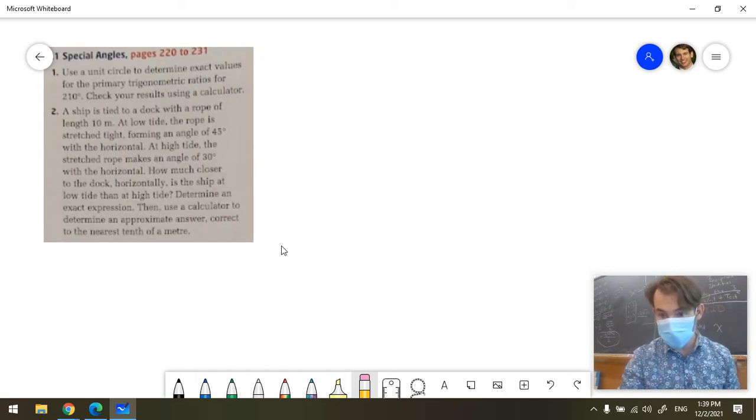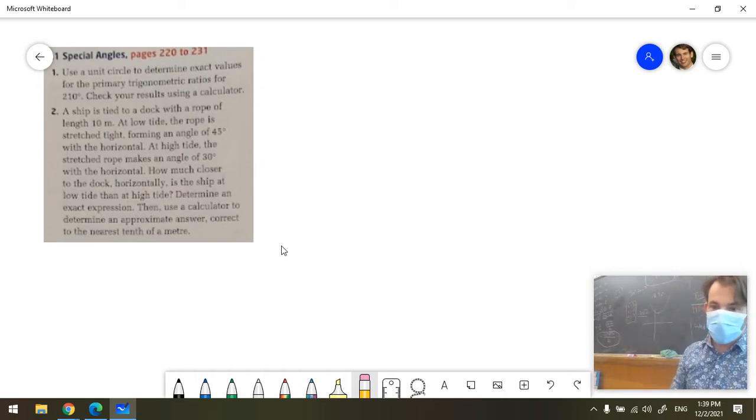Welcome to the chapter review for chapter 4, Trigonometry. We're going to be taking a look at the chapter review at the end of chapter 4 in the textbook that was assigned today to get you ready for the test tomorrow. So here is 4.1, special angles.